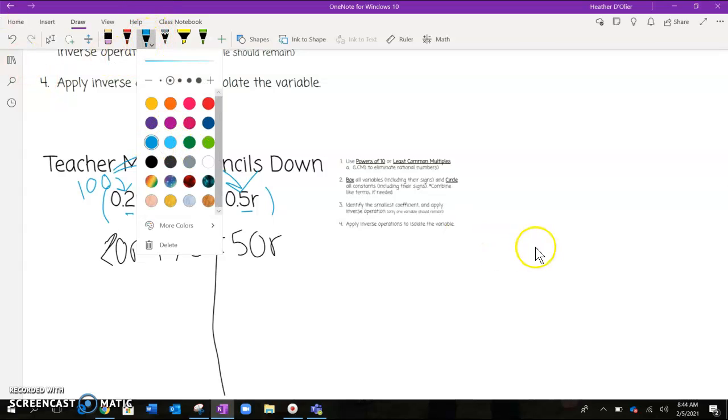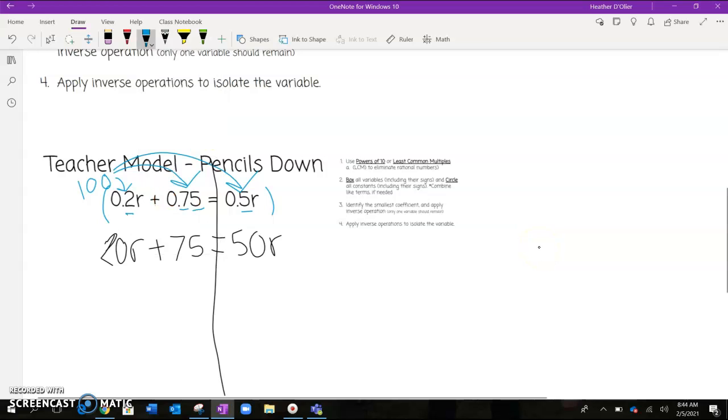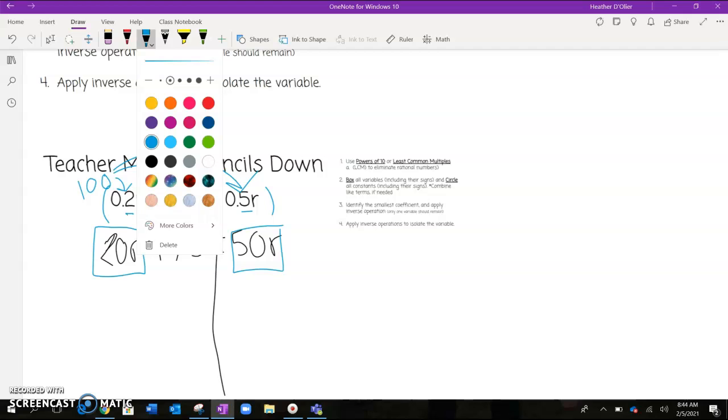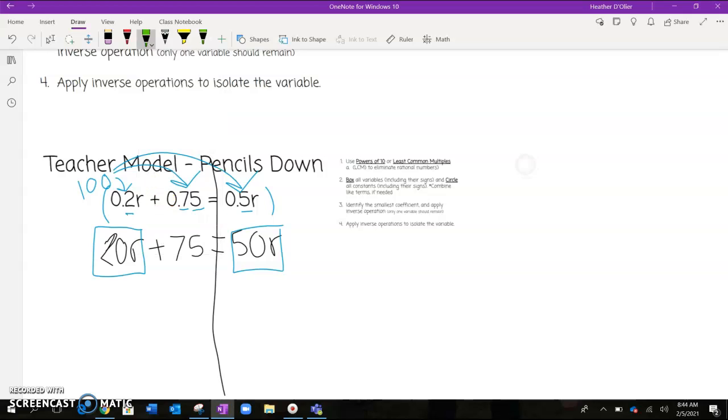All right, now I'm going to box all my variables, circle my constants. So 20r is a variable, 75 is not, 50r is a variable. Then I'm going to use green. Circle my constants. Ooh, in this case, I only have one. That just means a little less work for me.